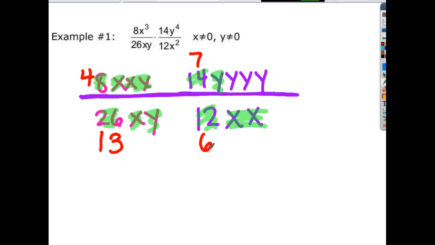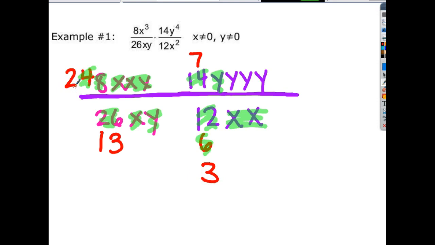Now, there's one more canceling I can make. Look at the numbers. Any numbers reduce some more? 2 goes into what? 2 goes into 4, and 2 goes into 6. And so 2 goes into that 3 times, 2 goes into that 2 times.